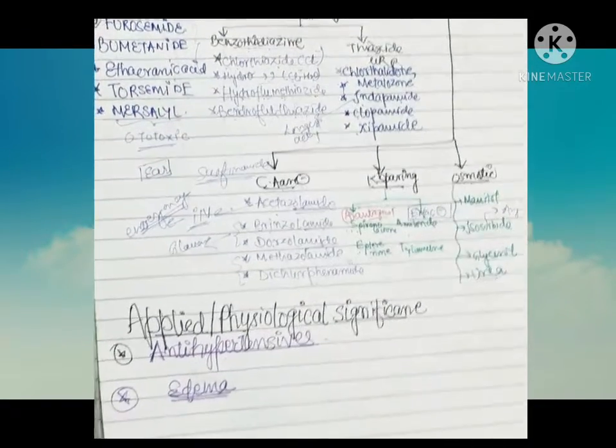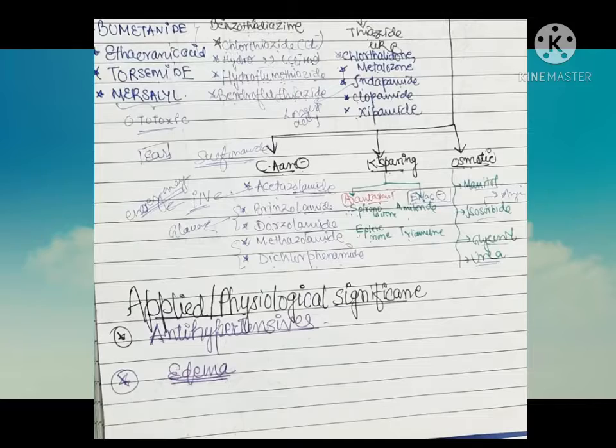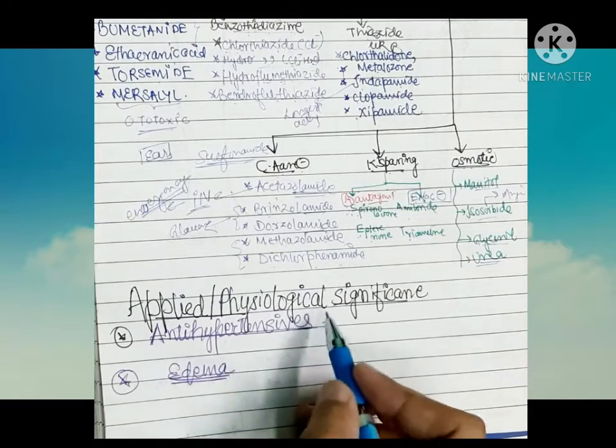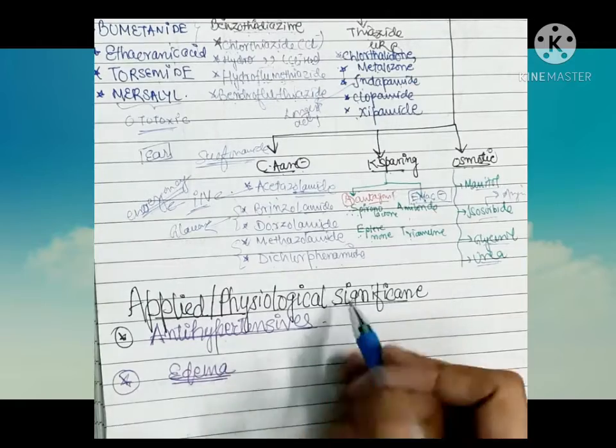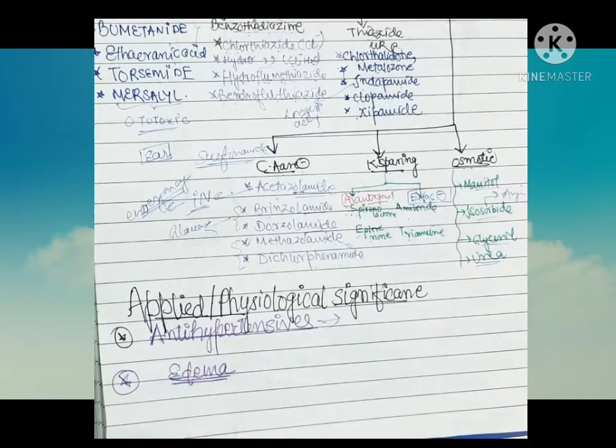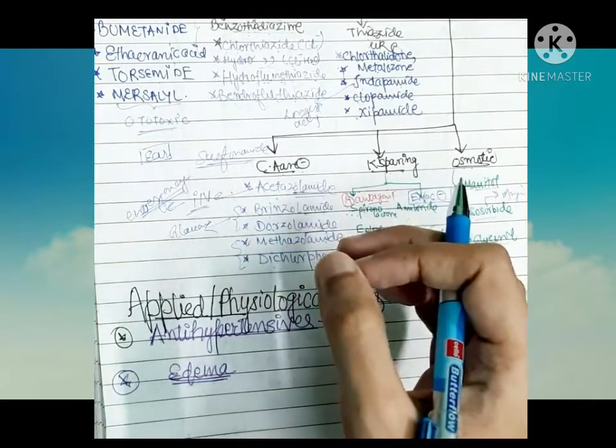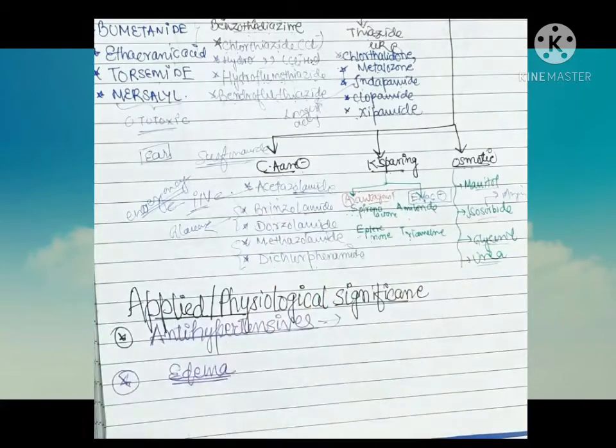And then the last point we need to understand is the applied part and physiological significance. They are used as antihypertensive drugs. First of all, we need to understand hypertension and what the factors are which contribute to hypertension.